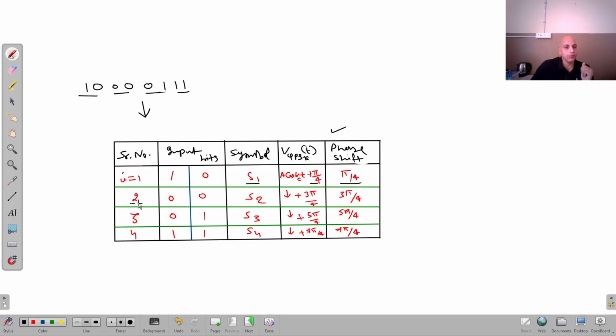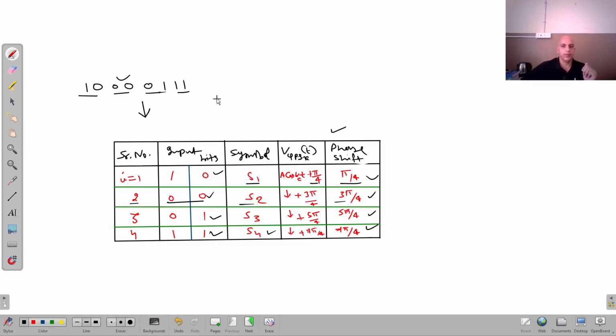Similarly, when I is equal to 2, the next bit labels are 0, 0, right? It is called S2 symbol, and again this thing will remain as it is, and we will get 3 pi by 4, phase shift is 3 pi by 4. Similarly for other combinations of two bits. So you can see here that the phase difference between the adjacent symbols or adjacent levels is pi by 4, right?